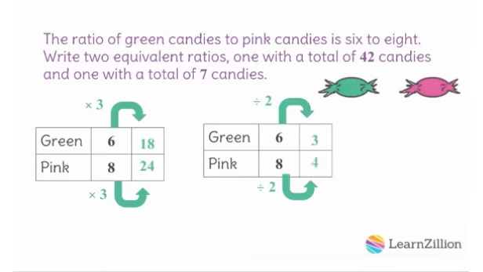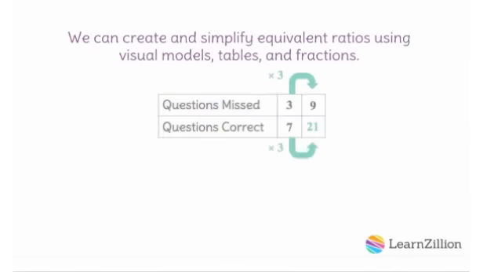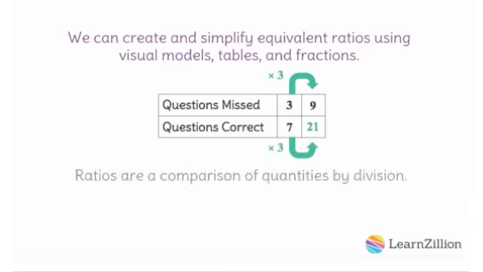Let's double check this again to make sure that our new quantities have a total of 7. 3 plus 4 does give us a total of 7. Again, we use this within relationship to create another equivalent ratio. We can create and simplify equivalent ratios using visual models, tables, and fractions. Ratios are a comparison of quantities by division.